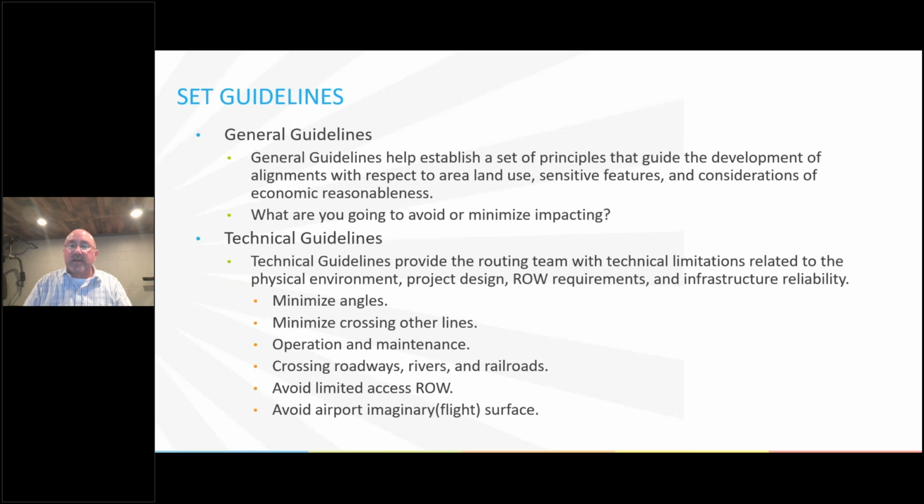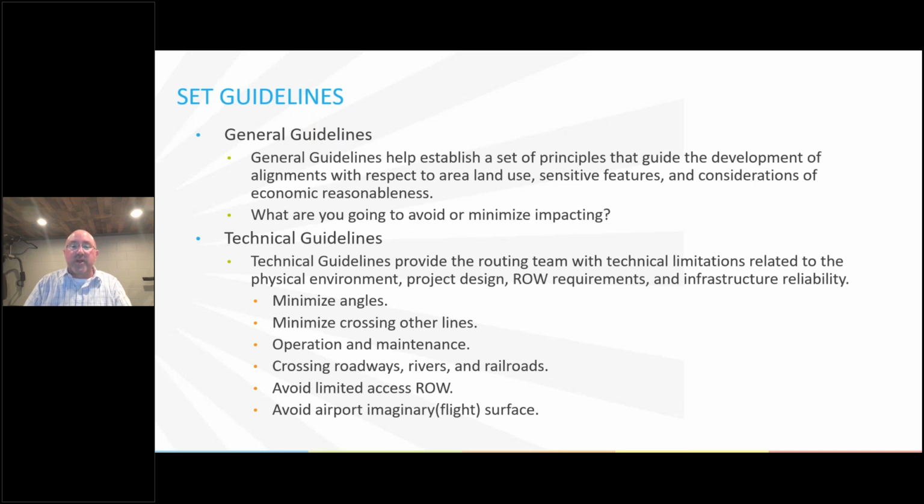We need to set some guidelines next. So there are general guidelines and technical guidelines. General guidelines help establish a set of principles that guide the development of alignments with respect to area land use, sensitive features, and considerations of economic reasonableness. I know that's a weird word, but I had to look it up and it's actually a word.